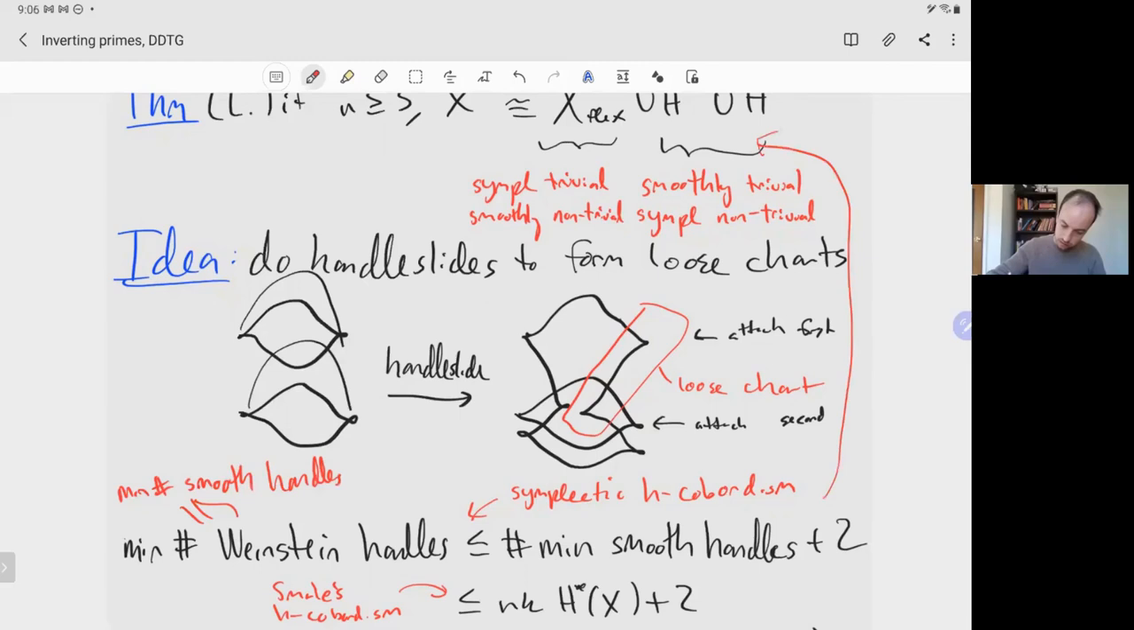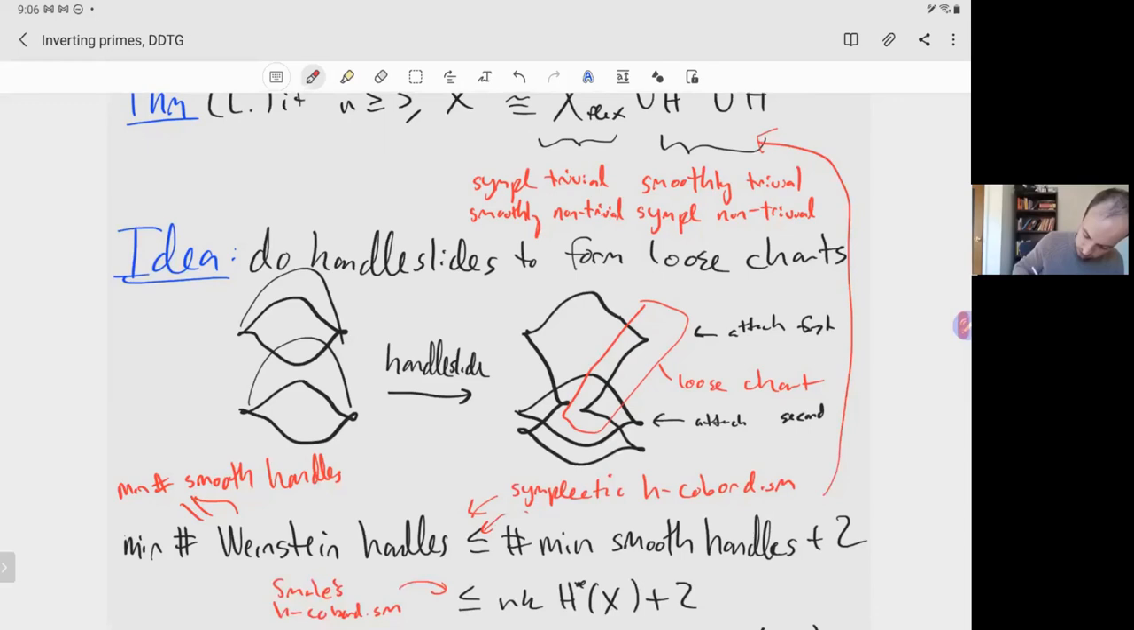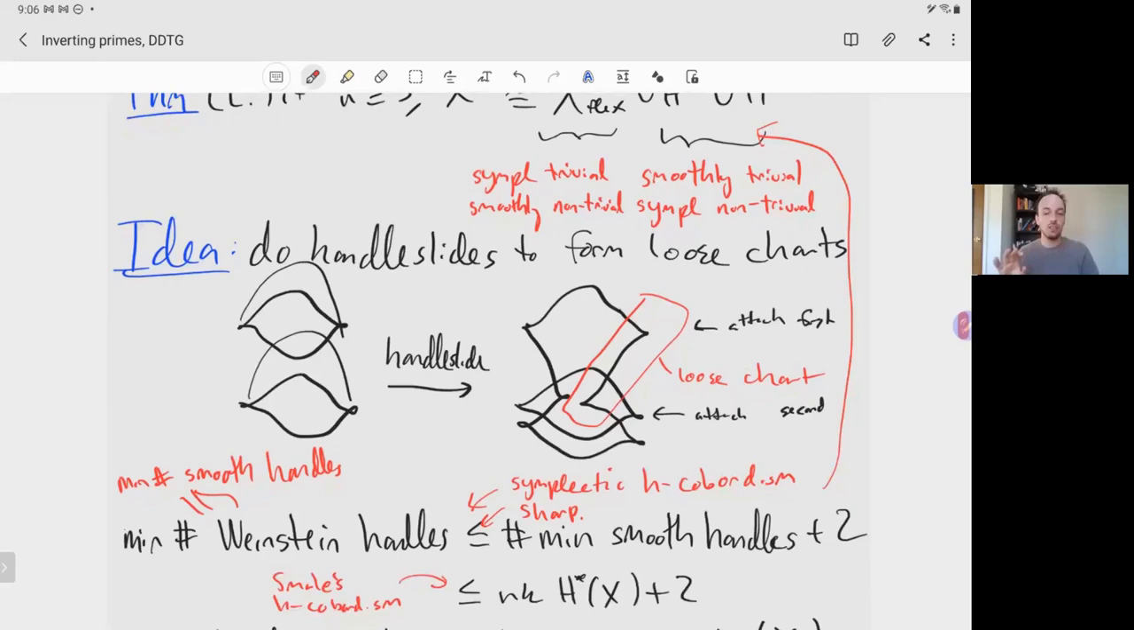And let me say that this result is actually sharp. There are examples where the minimum number of Weinstein handles you need is two more than you need smoothly. And the minimum number of smooth handles, by Smale's h-cobordism theorem, if you're simply connected, is at most the rank of singular homology plus two. This applies to any Weinstein domain. It doesn't have to be flexible, but you are using flexibility as part of the proof. So that's saying that even though you have this special class of flexible domains, they're creeping into the world of all Weinstein manifolds. They're not completely isolated.